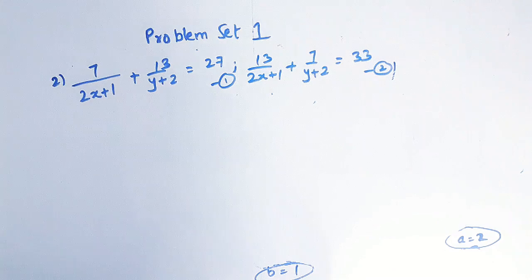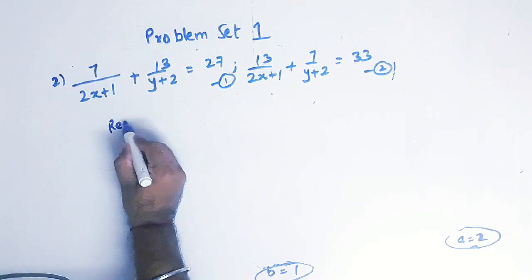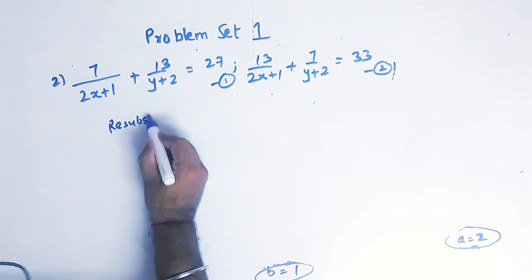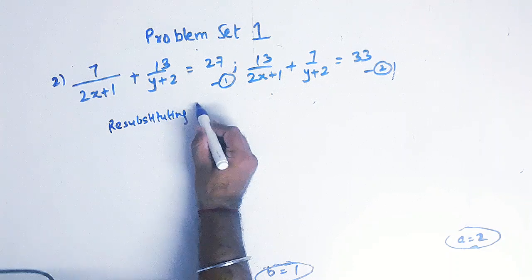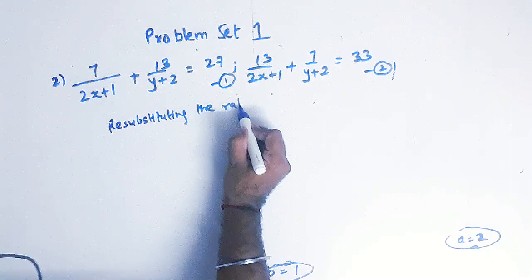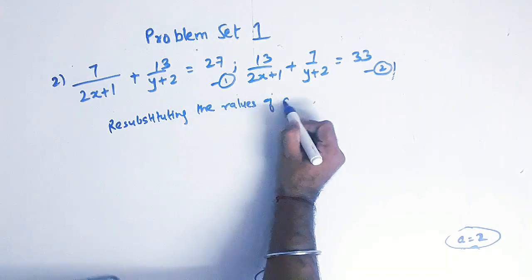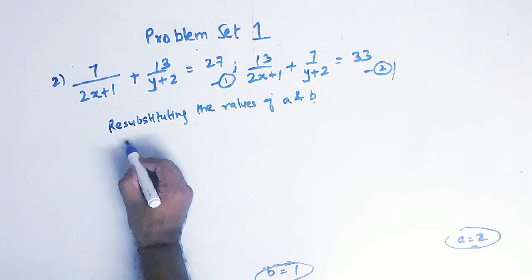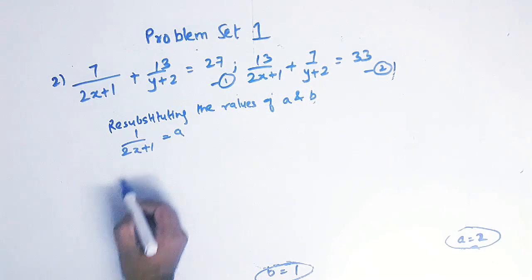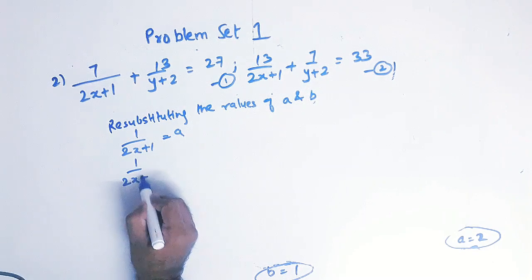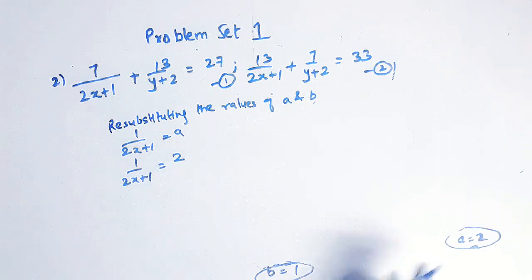Okay, so let us resubstitute. That is called resubstituting the values of a and b. Okay, so we took 1 upon 2x plus 1 equals to a, so I'll write 1 upon 2x plus 1 equals to 2. Okay, a was 2, b was 1.